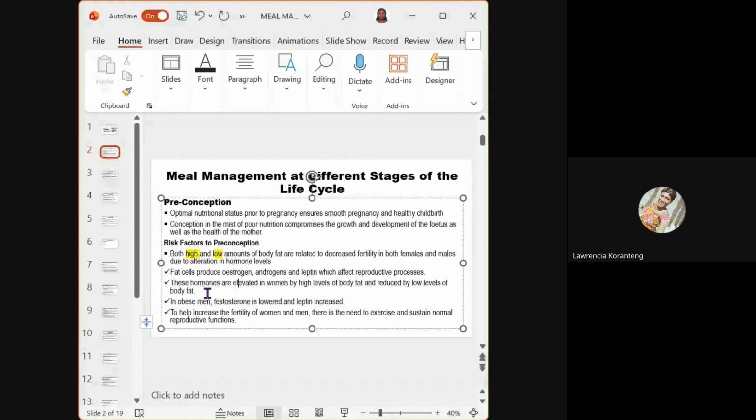So we are saying that in obese men, instead of their testosterone increasing so that they can be producing enough sperm and other things, it rather decreases. And once the testosterone is decreasing, they will start to develop breasts that grow big, their buttocks too, and they will look feminine. Once that starts to lower, that is what will happen. And once it lowers, their leptin also increases, making them eat more, have more appetite, and imbalance in their energy metabolism. So to help reduce the infertility of women and men, there is the need to exercise and sustain normal reproductive function.